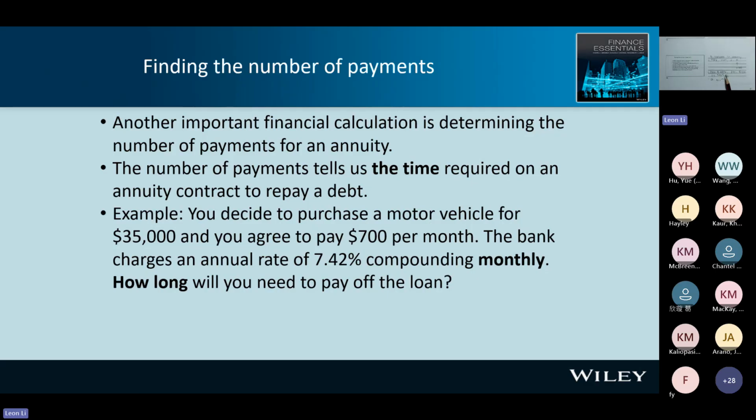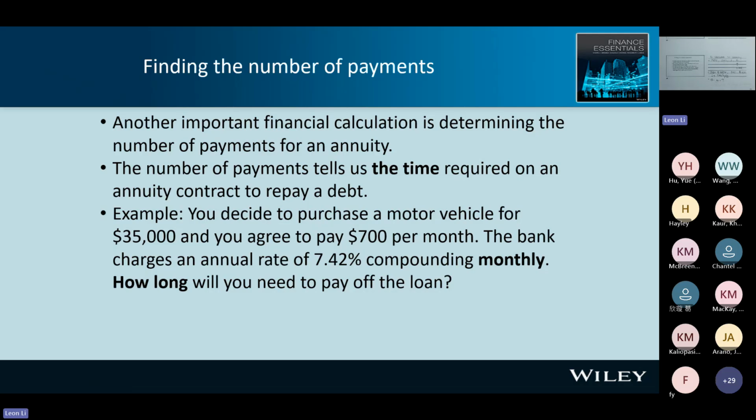So you can see here, my handwritten note, you borrow $35,000 today. This is PV. Your PMT, $700. Your rate, 7.42%. But 7.42% is an annual rate, a 1 year rate. So the monthly rate will be 7.42% divided by 12, right? And I have a timeline. Now we want to find the number of periods, right?